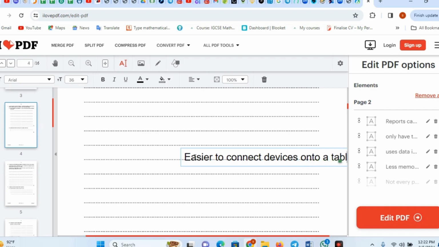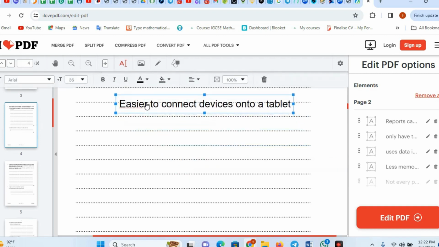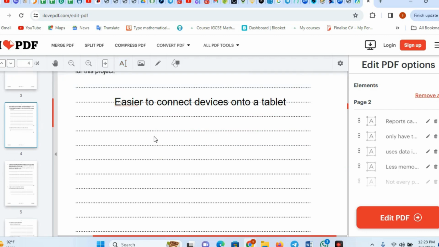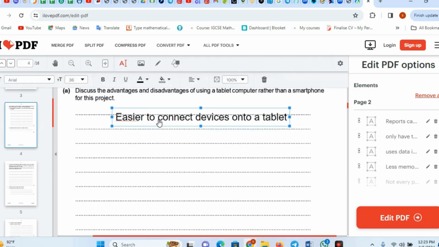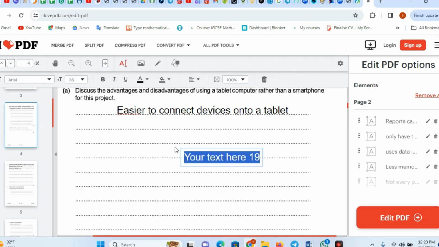That is, when you compare connecting devices to tablets and smartphones, you all agree with me that it is easier for an individual to connect devices to a tablet than a smartphone. That's why we have that answer. One, it's easier to connect onto a tablet. When you connect devices to it, it is very, very easy.